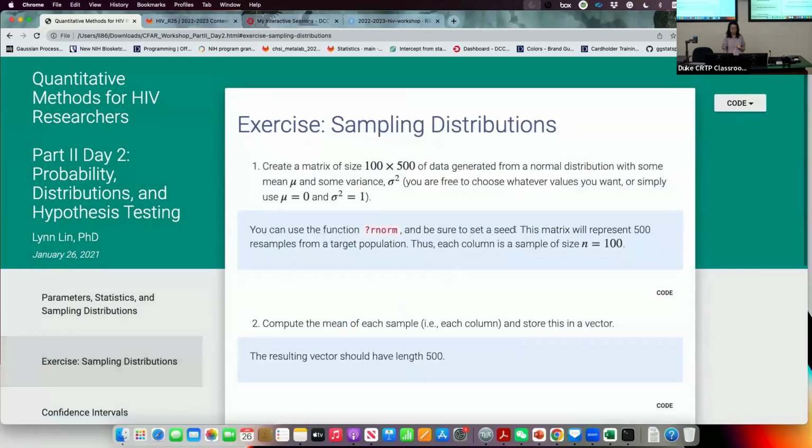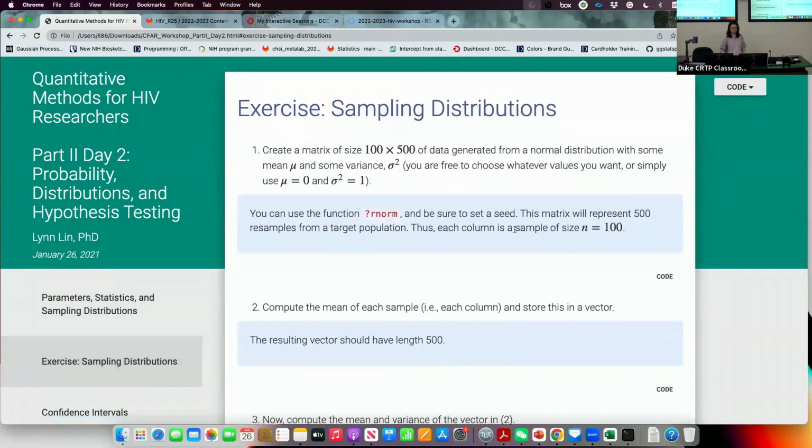So now let's look at some exercise, the sampling distribution. It asks you to create a matrix of size 100 times 500 of data generated from a normal distribution with some mean and some variance. You can specify the mean to be 0, to be 10, or whatever, and the variance, but obviously the variance has to be a positive number. Or you can simply say it's from a standard normal distribution.